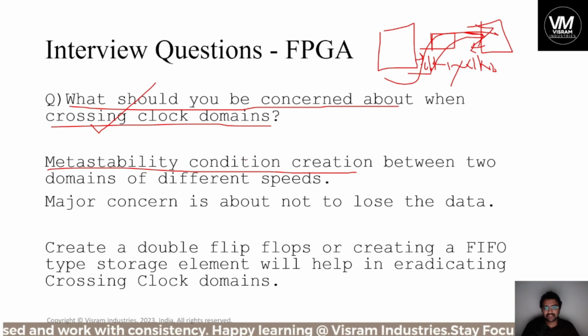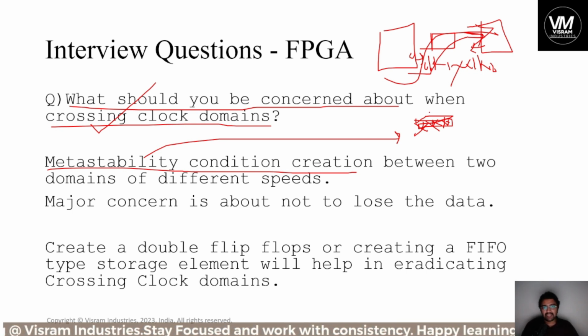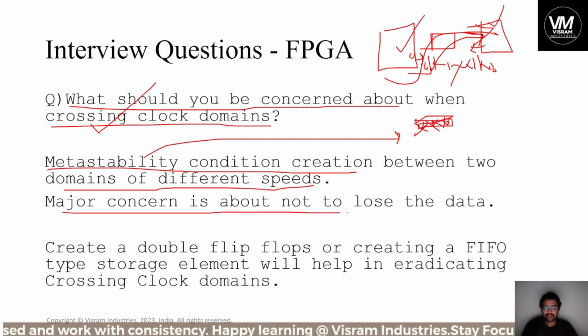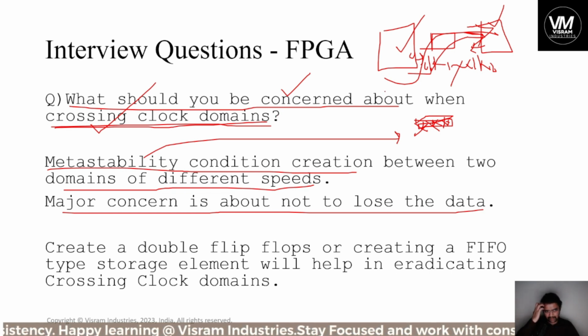Then at that time, metastability is nothing but the data will not be transmitted as it is, according to the output port of this and the input port of that. At that condition, there will be unpredictable behavior of the entire design between two domains of different speeds. So this works at slow speed and this works at high speed. There will be a conflict. The major concern is not to lose the data. So that is the concern about crossing clock domains. At the point of data transmission, you shouldn't lose any data.